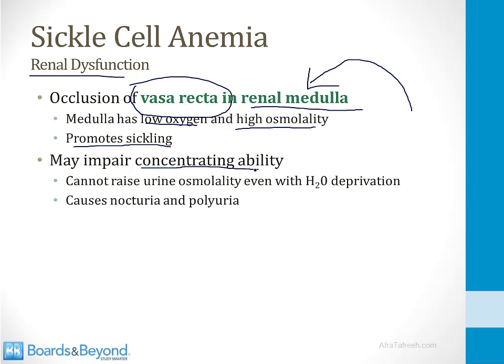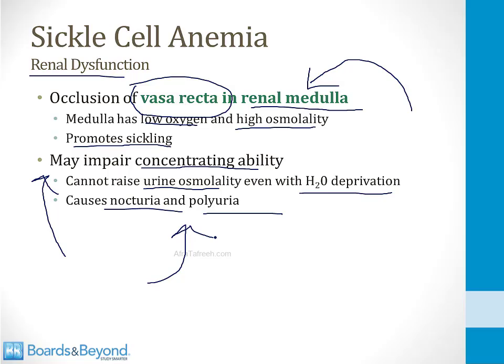Patients with sickle cell anemia sometimes are unable to raise their urine osmolality even when they are subjected to water deprivation. This can lead to nocturia and polyuria. These are all symptoms of being unable to concentrate the urine, and therefore dumping too much water out in the urine and urinating extra frequently as a result of inability to concentrate the urine.